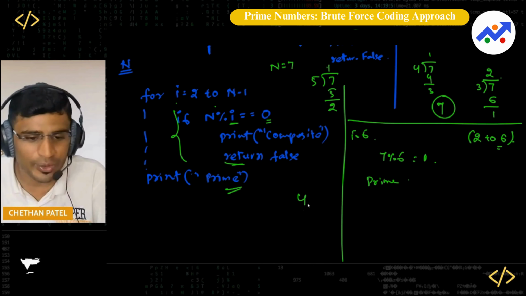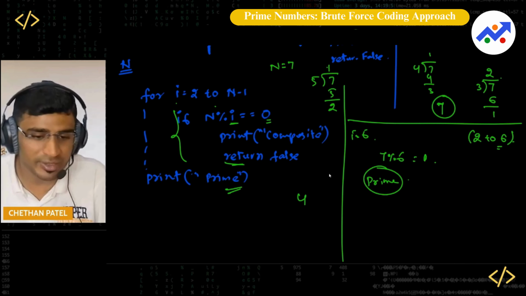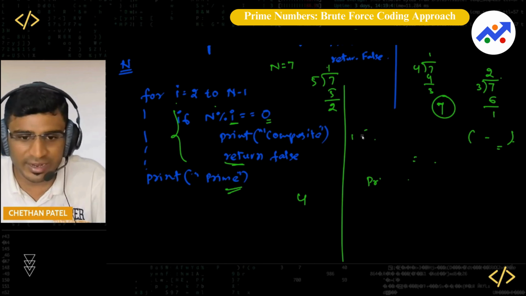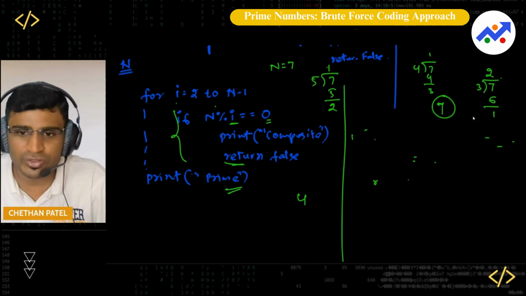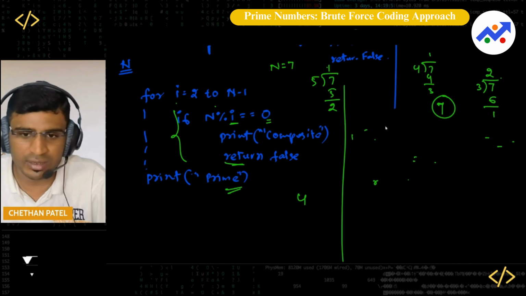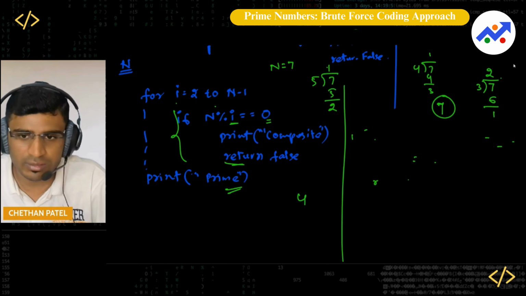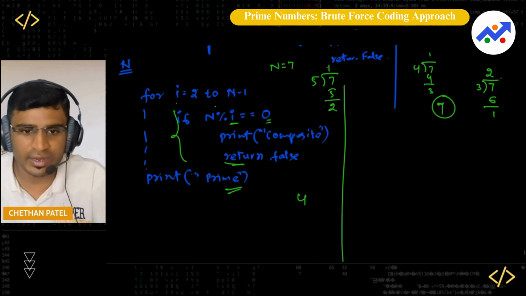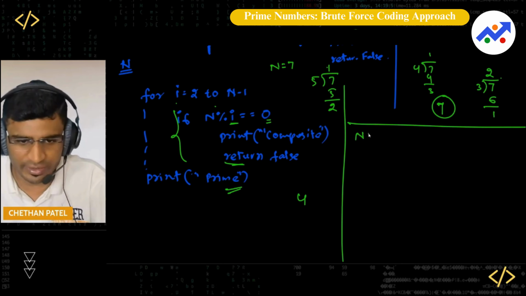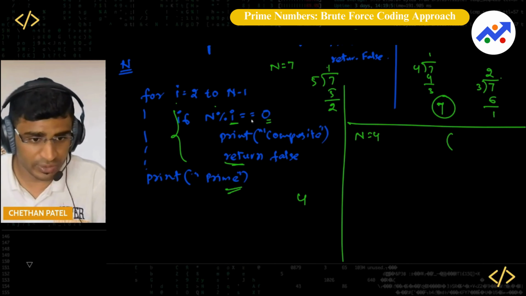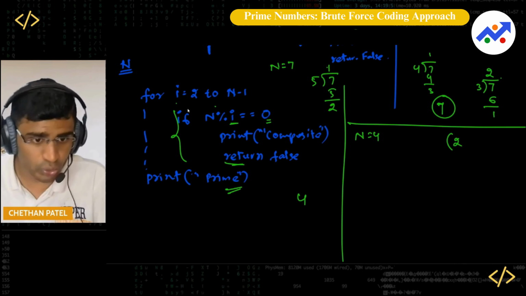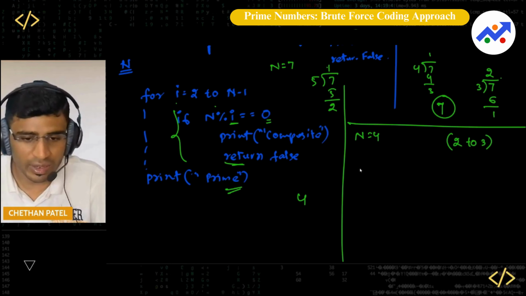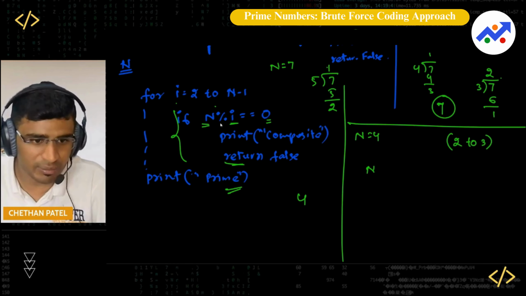Suppose I take 4, what will happen? We'll just dry run this. This is just a brute force approach to identify the given number. When n is equal to 4, I need to run this loop from 2 to n minus 1, which is 2 to 3. First I take n, which is 4.